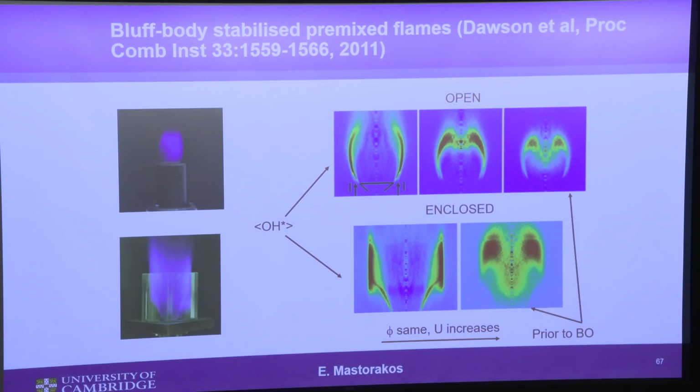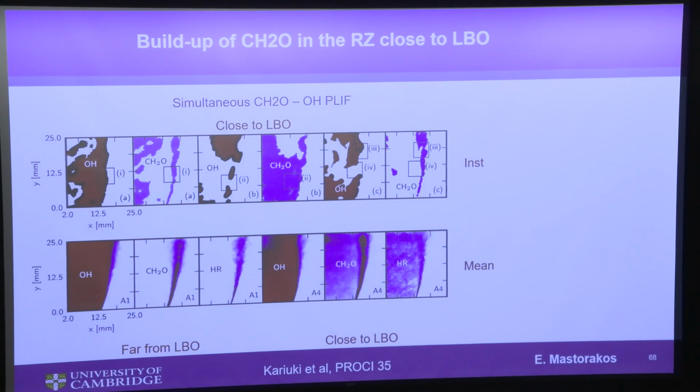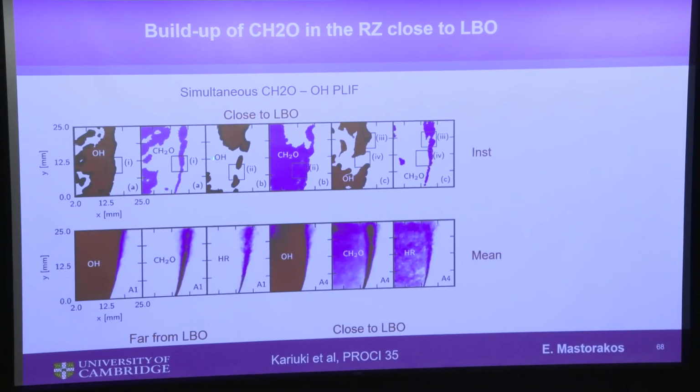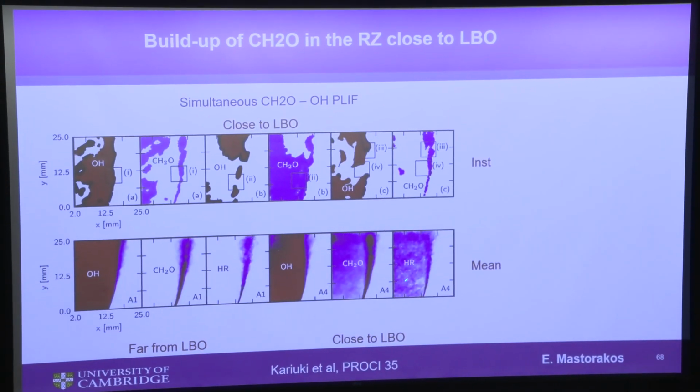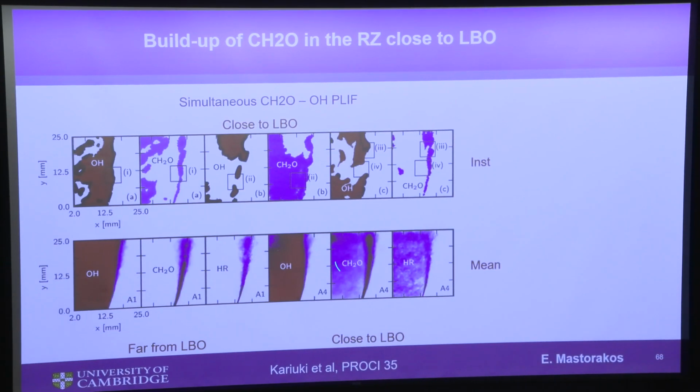So this is another figure given to me by Professor Mastrakos, at the Combustion Summer School. What he said is that flame stabilization is in an open environment, and they close the chamber. The phenomenon he described involves OH and formaldehyde. If you're looking at the flames near extinction, far from lean blow-off, close to lean blow-off, there's a little formaldehyde formed here.